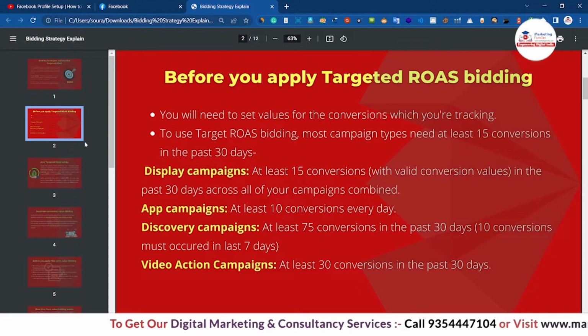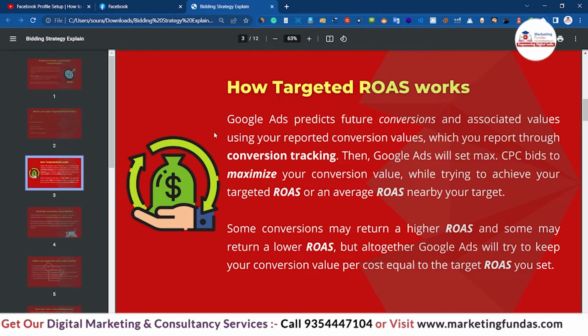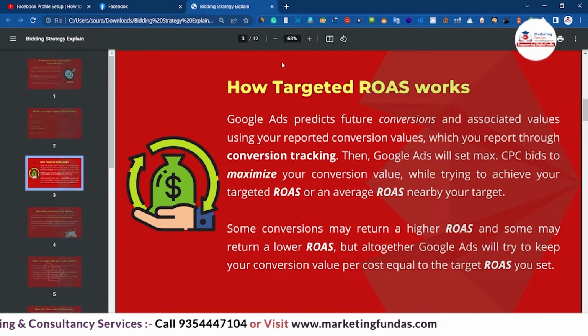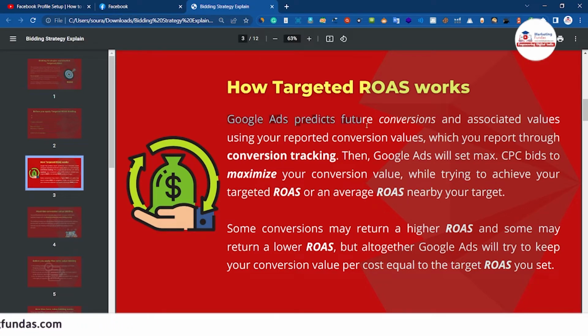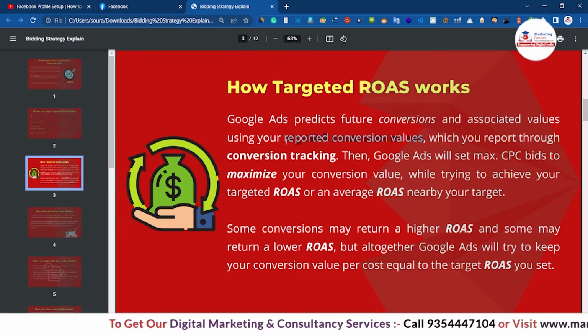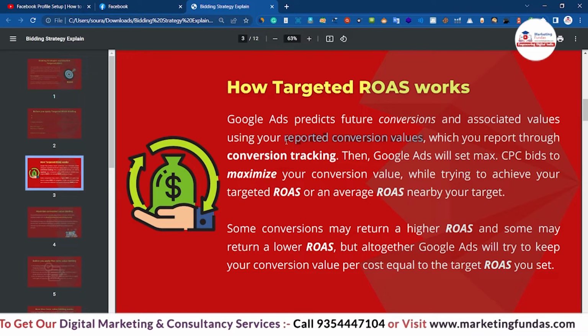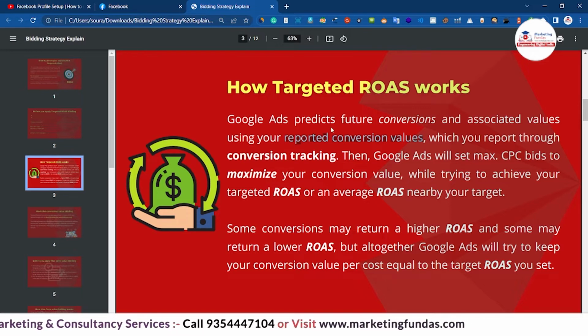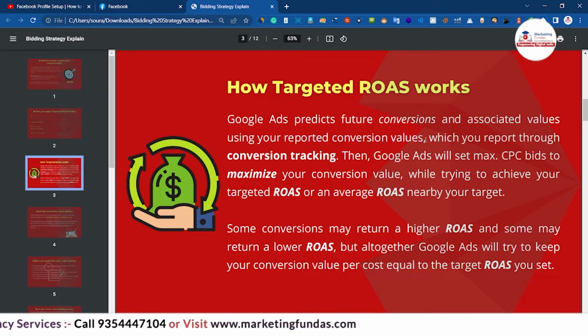Now let's go to the third slide. And here is the question, how does targeted ROAS work? Well, as I have already told you, Google Ads predicts future conversions and associated values using your reported conversion values, which means the past conversions you have had in your campaign. So Google analyzes those campaigns and tries to predict the future conversions, which you report through conversion tracking.